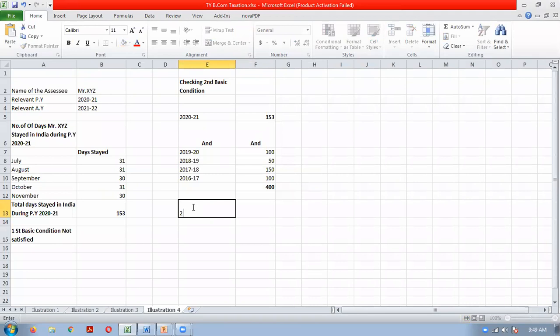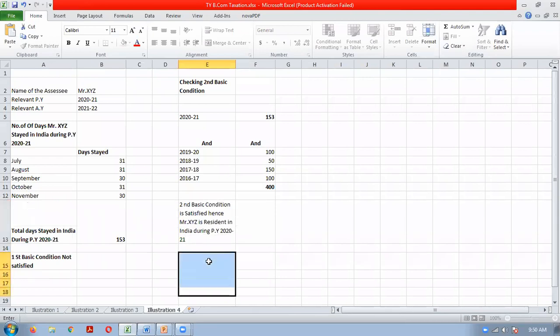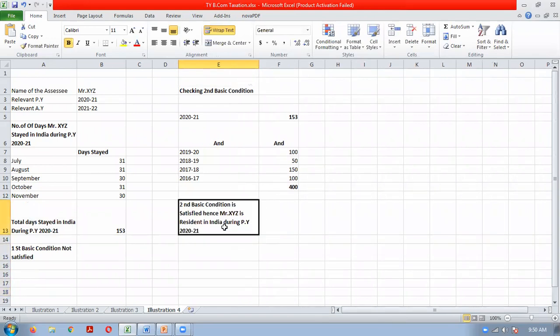The second basic condition is satisfied, hence Mr. XYZ is a resident in India during the previous year 2021. So this is how you have to check the basic condition.